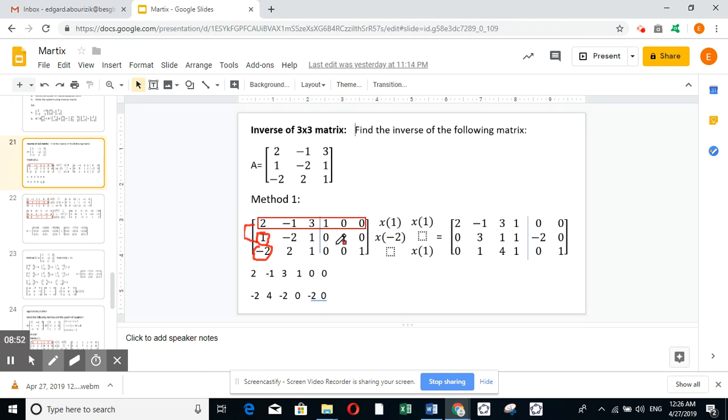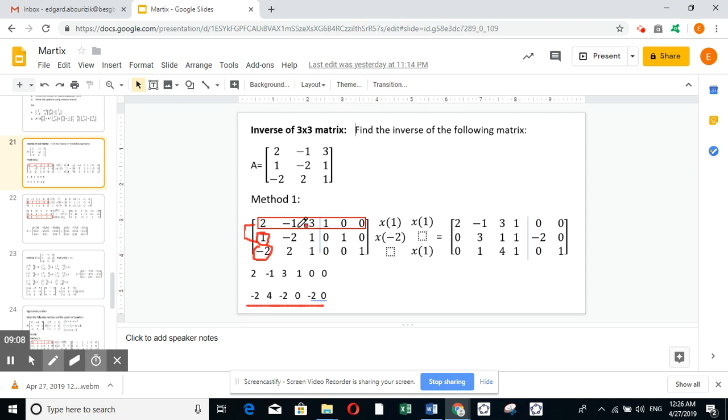Minus 2, 4, minus 2, 0, minus 2, 0. If you add, you get what? 0, 3, 1, as you can see, 1, minus 2, 0. Now here you have minus 2 and 2. Simply no need to multiply, you add because it cancels each other.